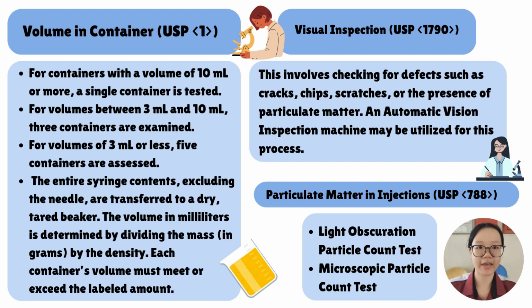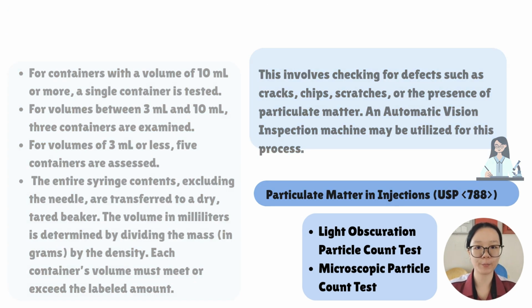Lastly, the particulate matter test under USP 788 ensures injectable products are free from unwanted particles. There are 2 methods. First, the light obscuration test, which detects the particles by measuring the amount of light blocked as they pass through a sensor. The second one is the microscopic particle count test, where the particles are visually counted under a microscope.